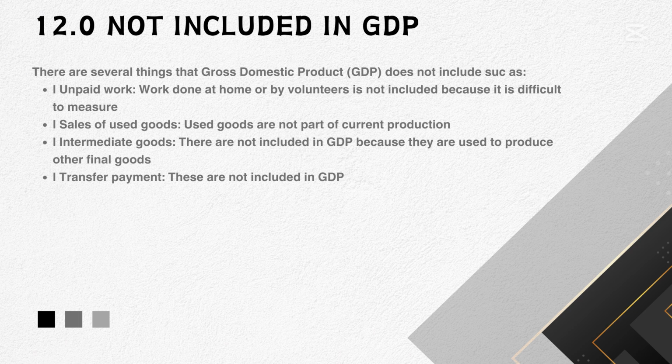Second one is sale of used goods. The sale of used items such as second-hand cars or furniture is not included in GDP because these transactions do not reflect current production. They are simply a transfer of ownership.